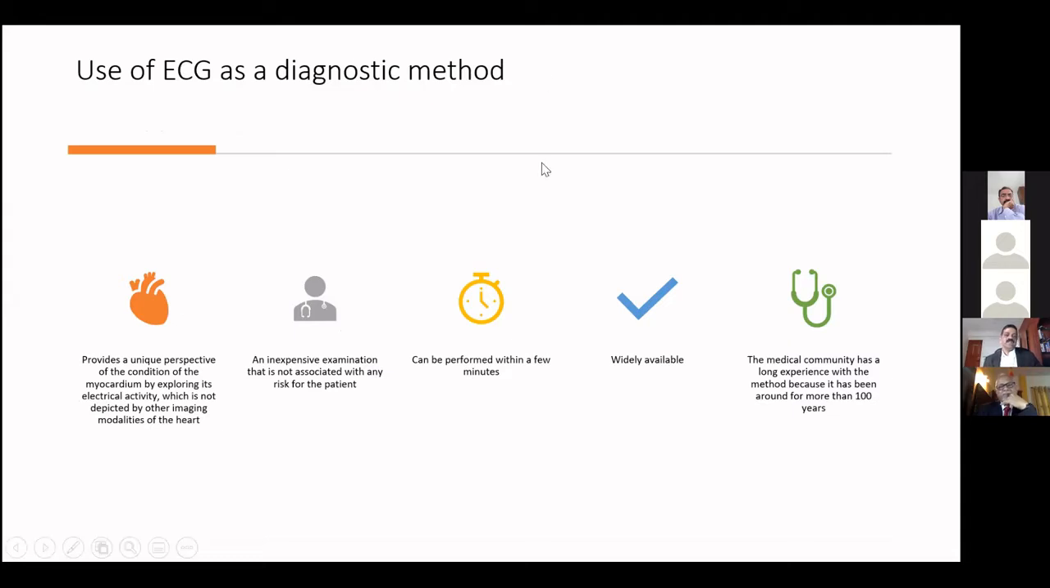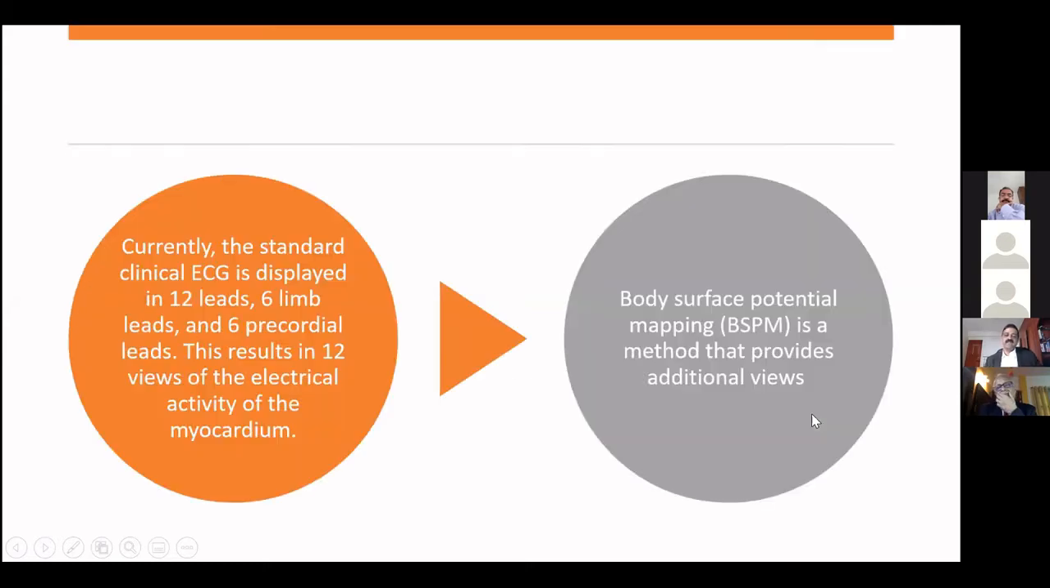Why? Because it provides a unique perspective of the condition of the heart just on a surface recording. It's an inexpensive examination with nearly zero risk to the patient, can be performed within a few minutes, is widely available, and the medical community has a long experience with the method because it has been around for more than 100 years. This makes it very useful. Currently, the standard of care is the 12-lead ECG, and many of us are moving to body surface mapping as well.